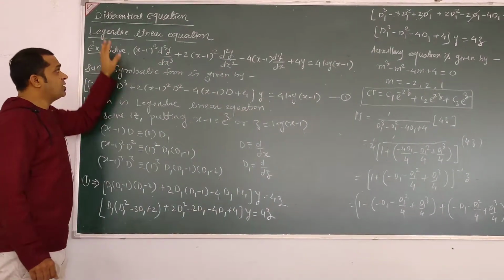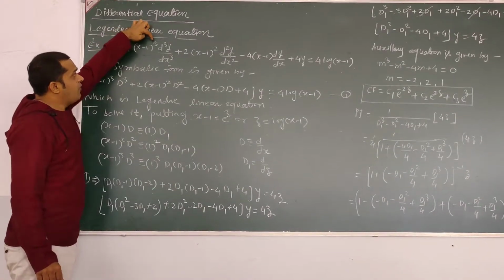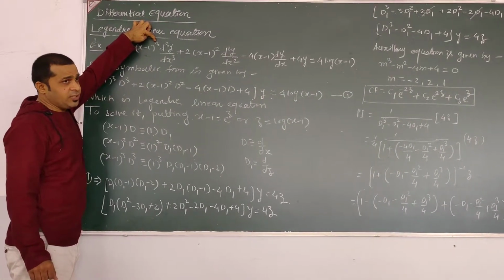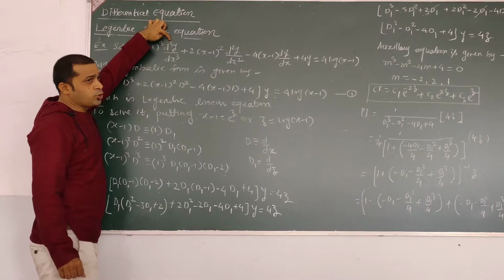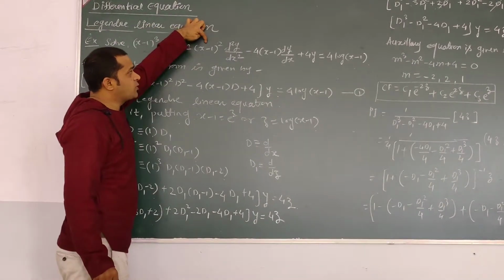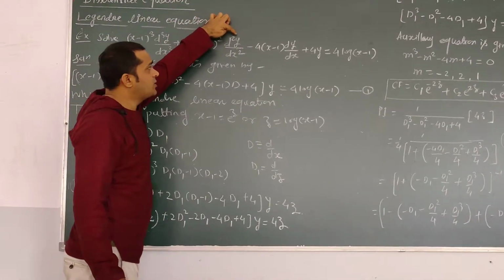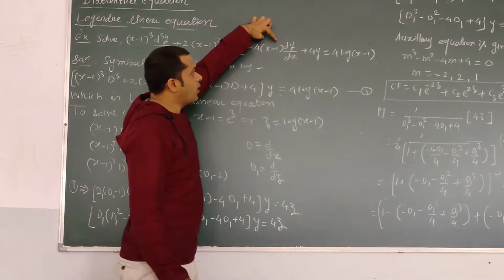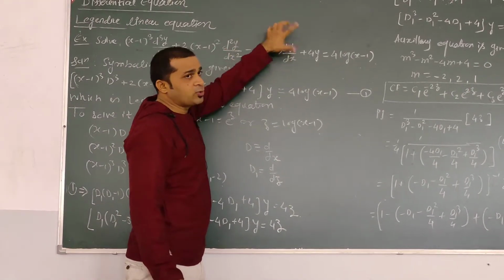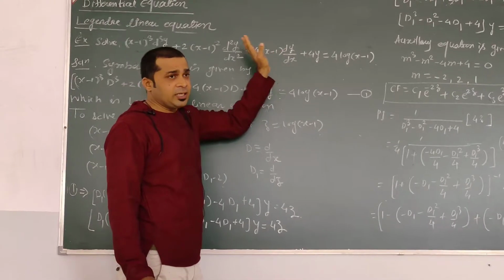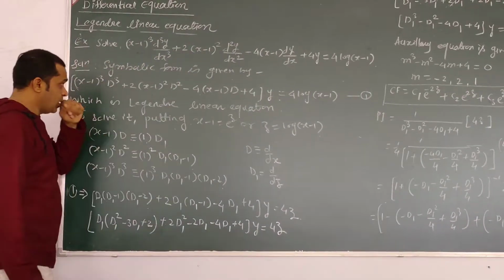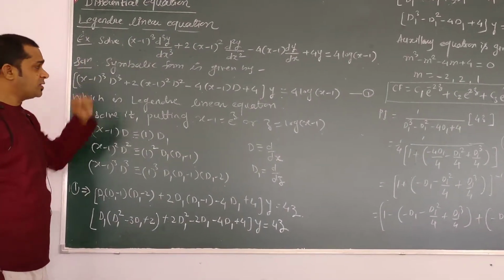So what is the speciality of a Legendre linear equation? You have here the power of x minus 1 as 3 and the order is also 3. Here the power of x minus 1 is 2, and the order is again 2. The power of x minus 1 is 1, the order is 1. So that is the speciality of a Legendre linear equation, and that is the way of deciding whether the equation is a Legendre or not.